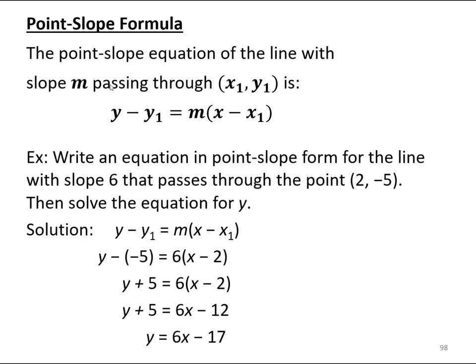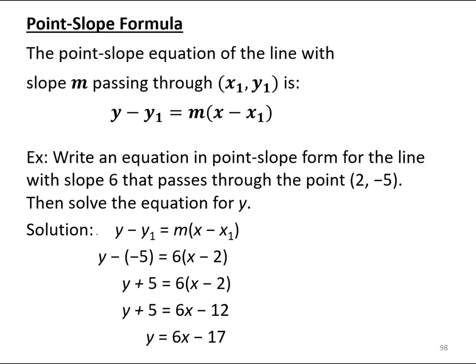Point-slope formula. The point-slope equation of the line with slope m passing through the point (x1, y1) is y minus y1 equals m times (x minus x1). Example: write an equation in point-slope form for the line with slope 6 that passes through the point (2, -5). Then solve the equation for y.